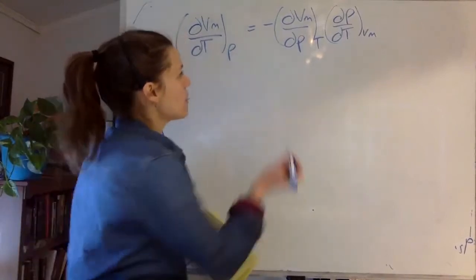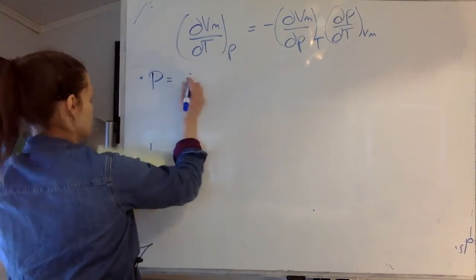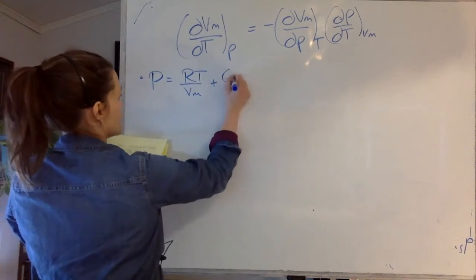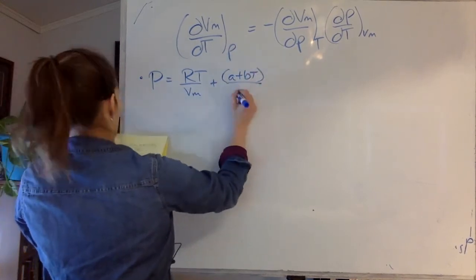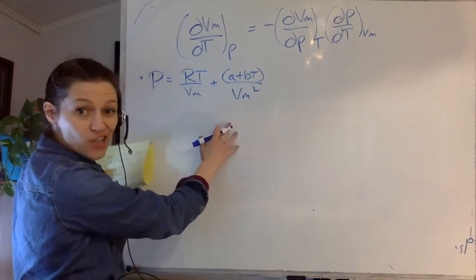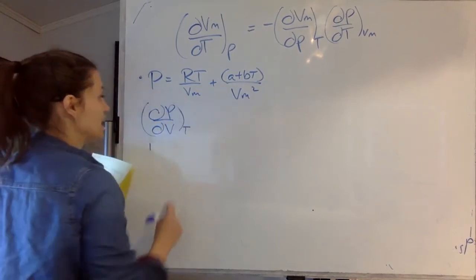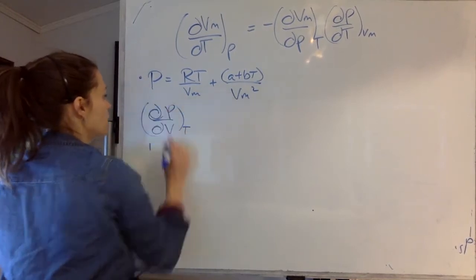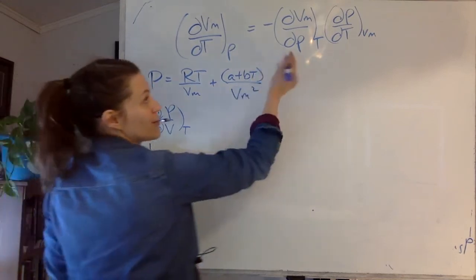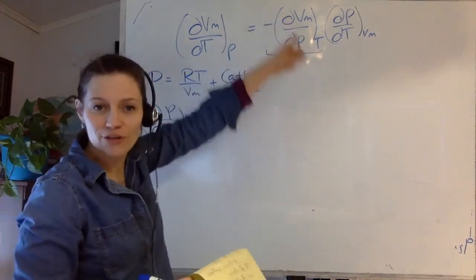Okay, now what I can do is I know that I have P is equal to, what was my original function? RT over VM plus A plus BT over VM squared. Well, I have this, so I can actually easily take dP dV at constant T. That would be really easy for me to take. Oh, that's really cool. Look, I actually have this, but it's the inverse of it.